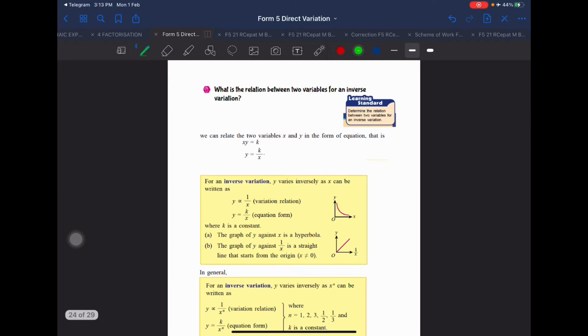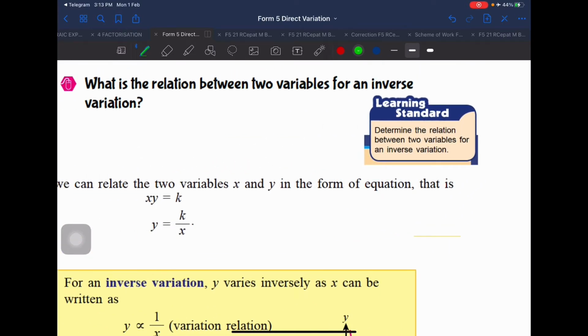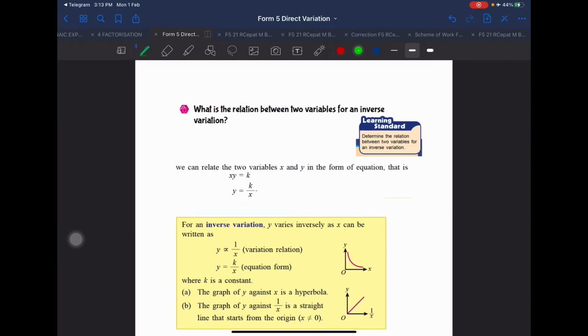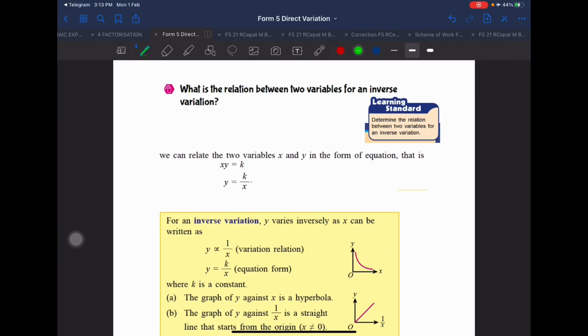Now we proceed with the next learning standard: determine the relation between two variables for inverse variation. Look here. We can relate the two variables x and y in the form of an equation, that is, x times y is equal to k. So we know that y is equal to k over x. This is the relation for inverse variation. If you remember from the last class, the relation for direct variation is y is equal to kx. This is for direct variation.